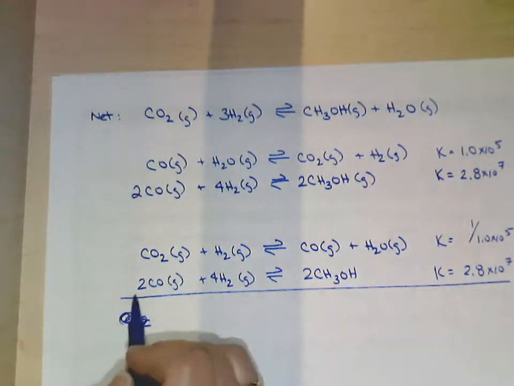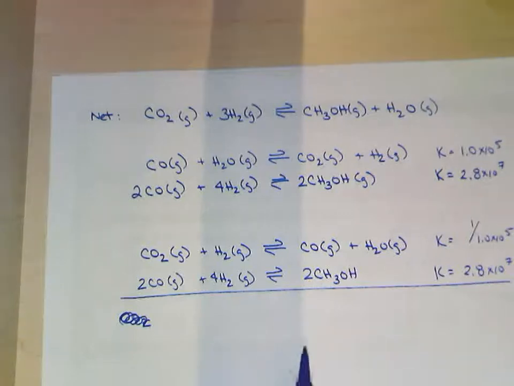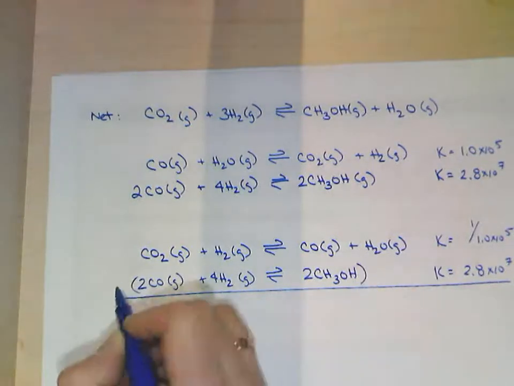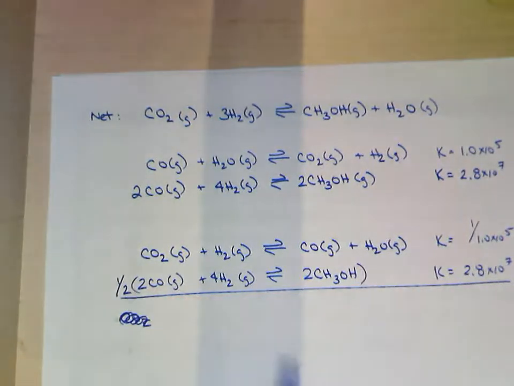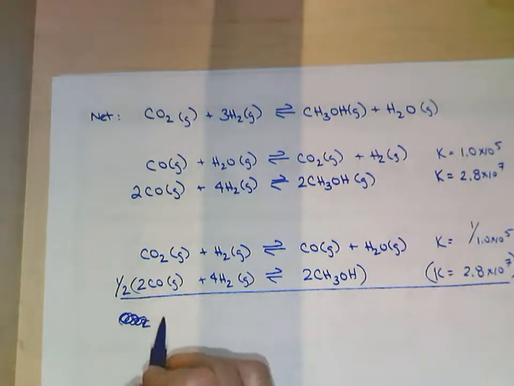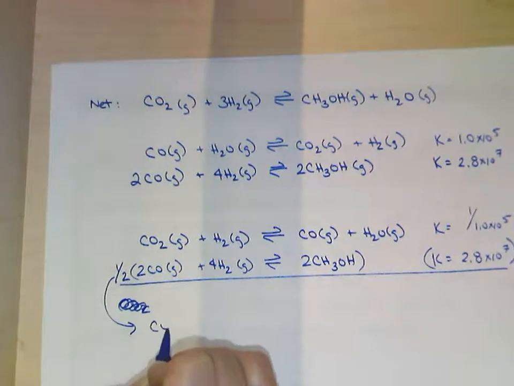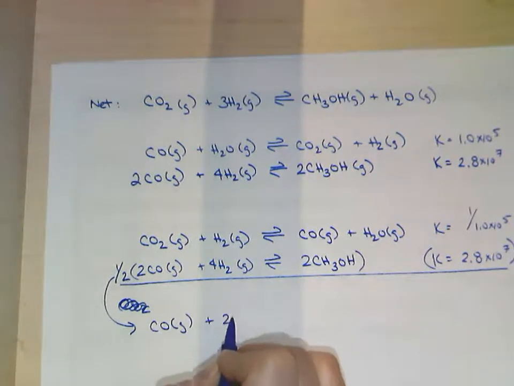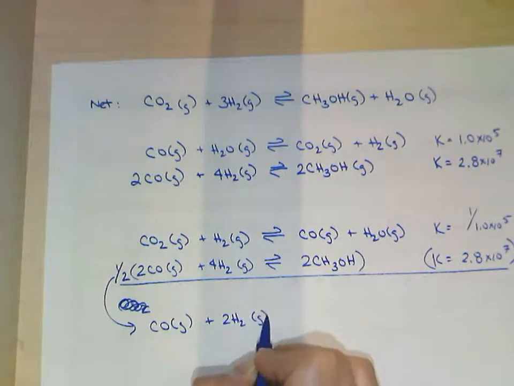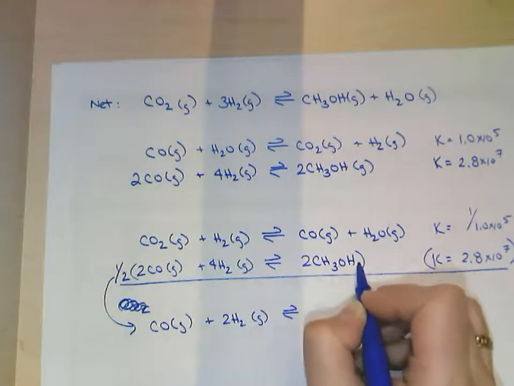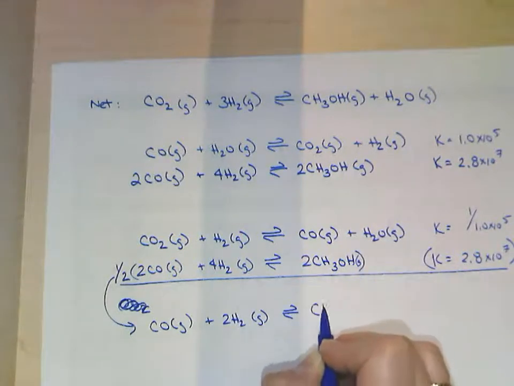I need to take them all down by half. So I take them all down by half. I raise that to the power of 1/2. So now I have my new equation for that, which is now CO and 2 hydrogens makes 1 methanol.